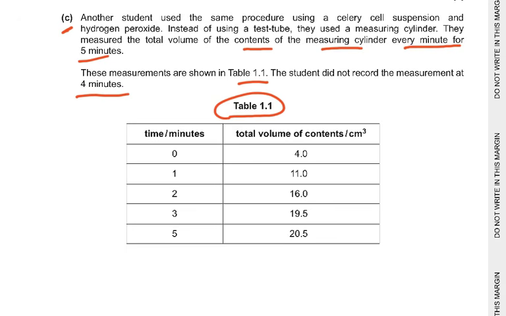So they measured the total volume of the contents of the measure every minute for 5 minutes, but then did not record them at 4 minutes. So there is a 4 missing here. So this 0, 1, 2, 3 and then 5 minutes. Interesting.